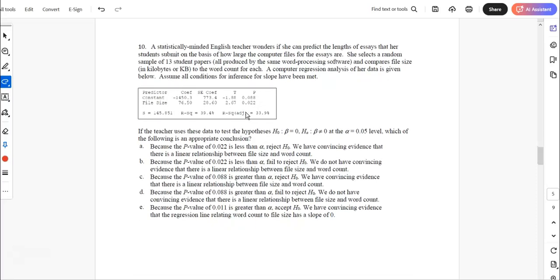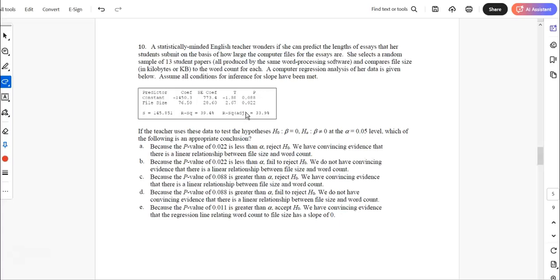A statistically minded English teacher wonders if she can, is there such a thing? If she can predict the lengths of essays that her students submit on the basis of how large the computer files the essays are. She selects a random sample of 13 student papers, all produced with the same word processing software, and compares the file size in kilobytes to the word count for each. A computer regression analysis of the data is given below. Assume all conditions for inference for slope have been met. The teacher uses this data for the hypothesis that, ooh, interesting, the alternate is not equal to, so you have to double that p-value if you do it by hand. Which of the following is an appropriate conclusion?